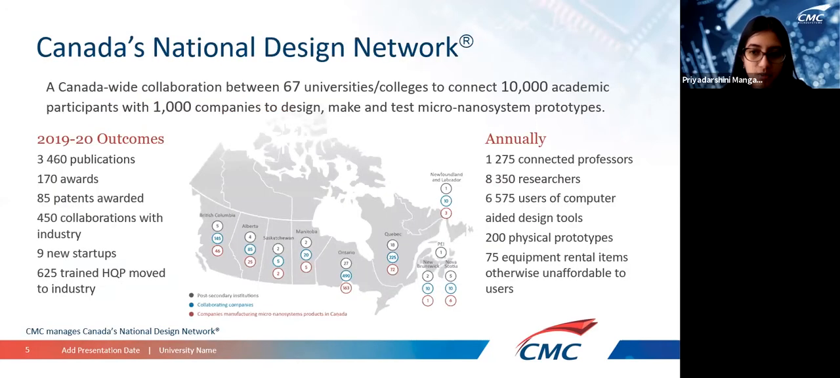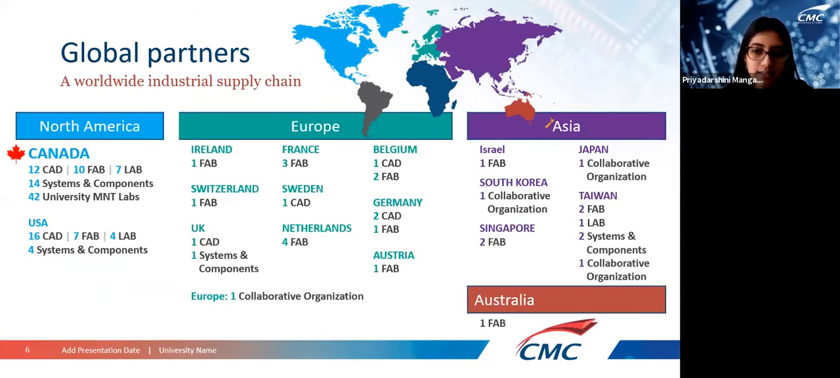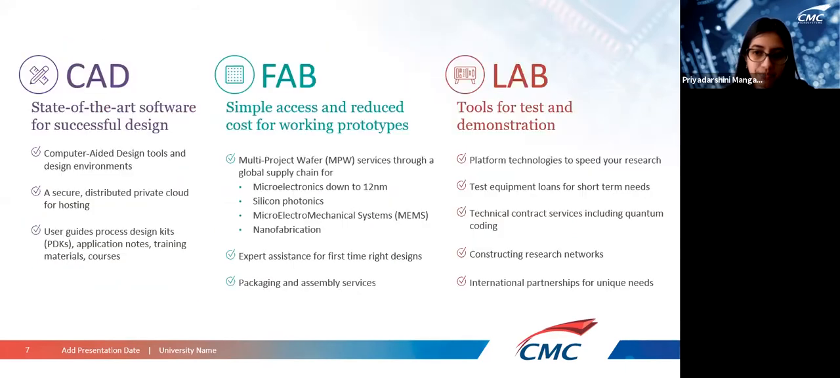The National Design Network is a Canada-wide collaboration between 67 universities and colleges, and it connects about 10,000 academic participants with 1,000 companies to design, fabricate, and test microsystem prototypes. This shows the breadth of participation across Canada and the outcomes that we have achieved. We also give our clients a competitive advantage by bringing our global chain of supply partners to their very desktop.